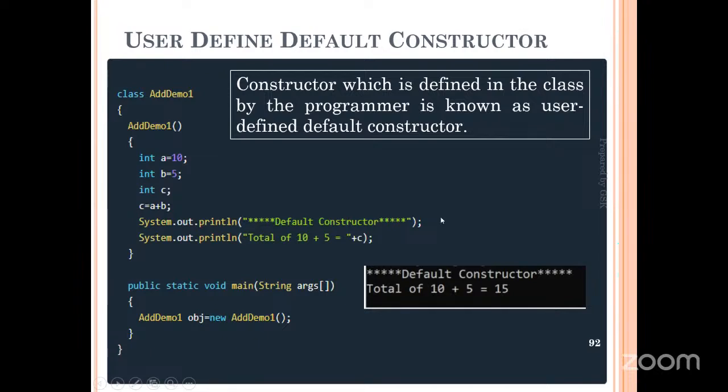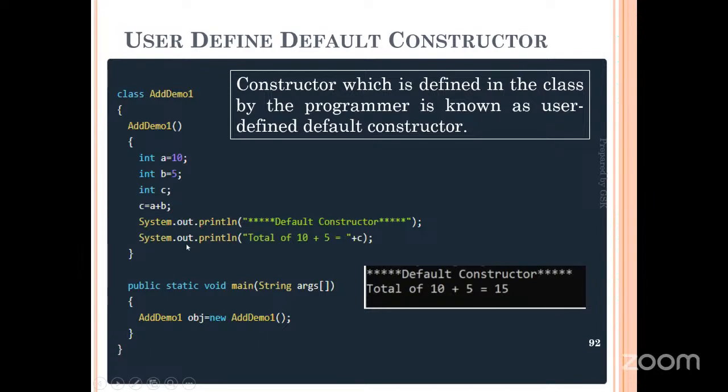What is the output statement in Java? We covered already. System.out.println, print line. Within the double quotation marks, what you write will be printed as it is on the screen. So I am writing default constructor because this is a default constructor. To understand the point, I am writing default constructor. And now I want to print the value of c on the screen.